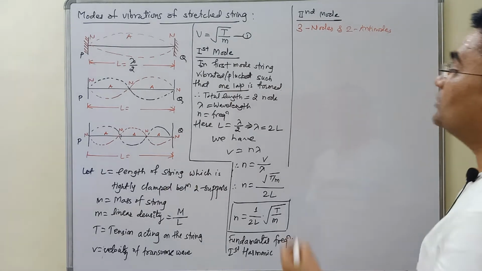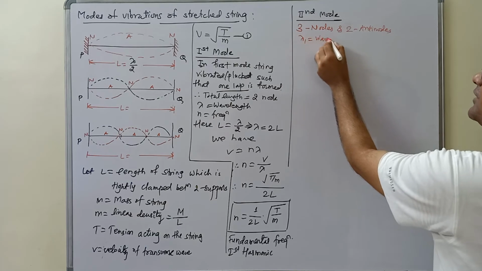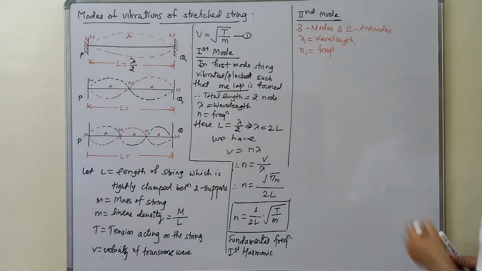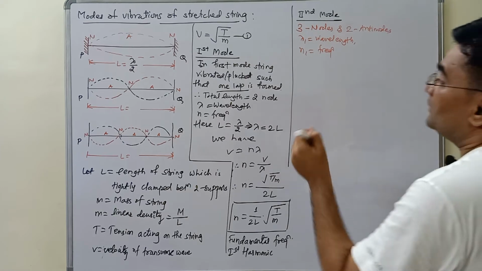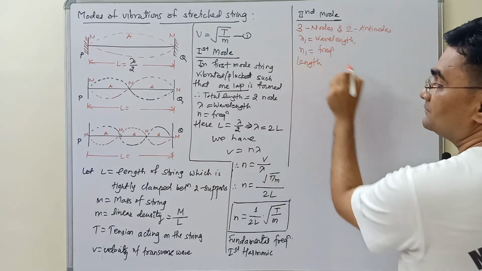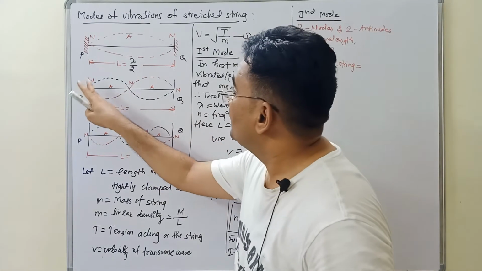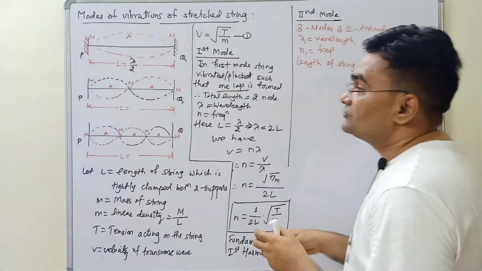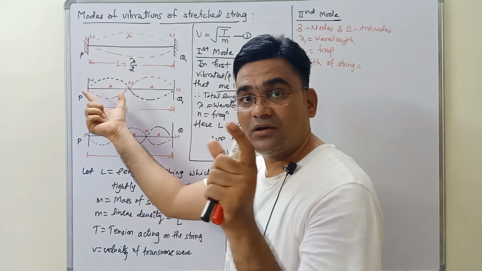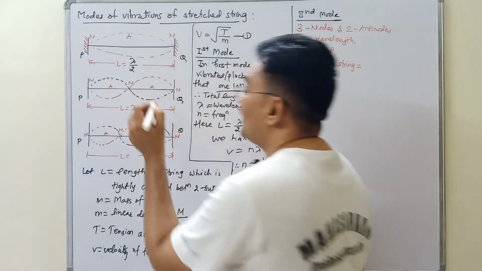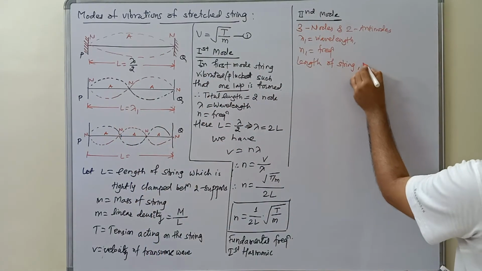Okay. So if lambda 1 is the wavelength of that wave, N1 is the frequency of this mode of vibration, then what will we get? Here, the length of the string is divided into what? Total 3 nodes. So the distance between these two nodes will be lambda by 2 plus lambda by 2, which will be lambda. So here I will say it is lambda 1. So the length of the string L is equal to what?